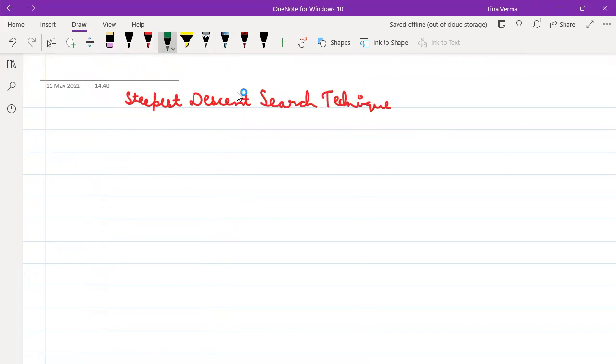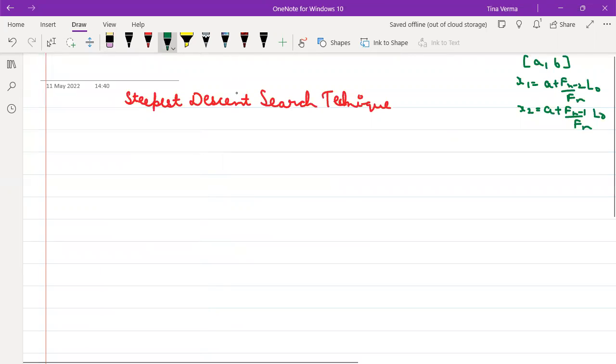Fibonacci में हमने क्या किया था? We have given some interval A and B, and we calculate the value of x1, that was a plus Fn minus 2 by Fn into L0. L0 is the size of your interval. And x2 becomes Fn minus 1 by Fn into L0. ये हम करते थे फिबोनाइक में. फिर हम चेक कर लेते थे that my x1 is less than x2, और हम फंक्शन की वैल्यू चेक करते थे. If it is less, then I take the interval A to x2. If it is greater, then I take the interval x1 to B, right?